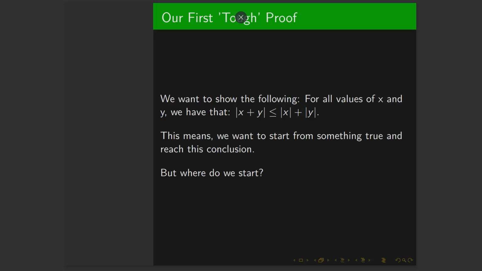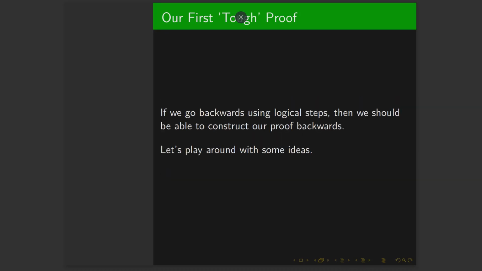But what if we go backwards from what we want to prove and see if we can get some hints, right? The idea is, if we go backwards using logical steps, then we should be able to construct our proof backwards. That makes sense? If we have A, then B, then C, then D, and D is what we want to prove and A is something that's true, well, in order to find A, we might do D.